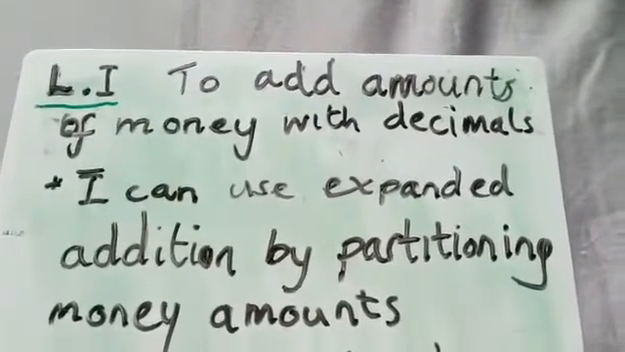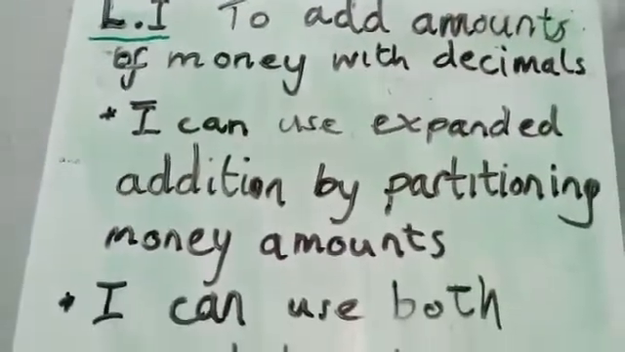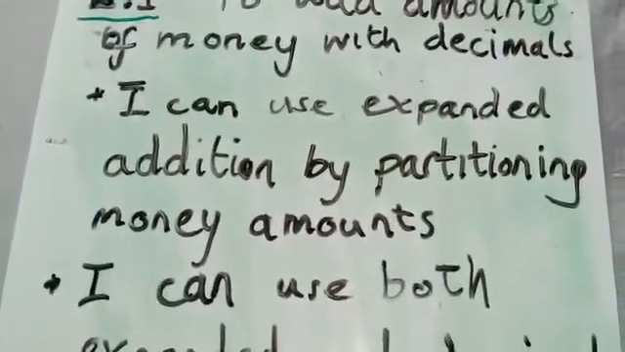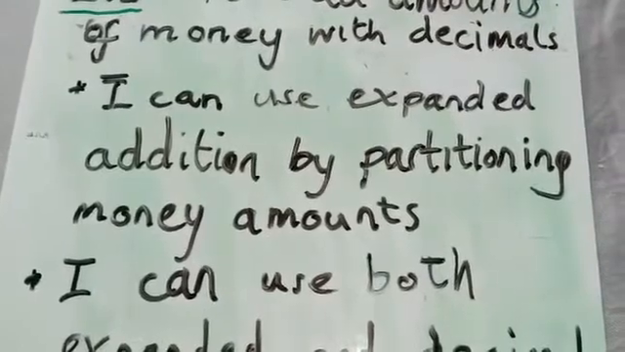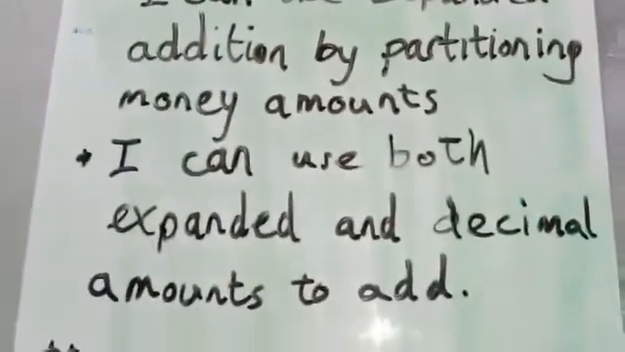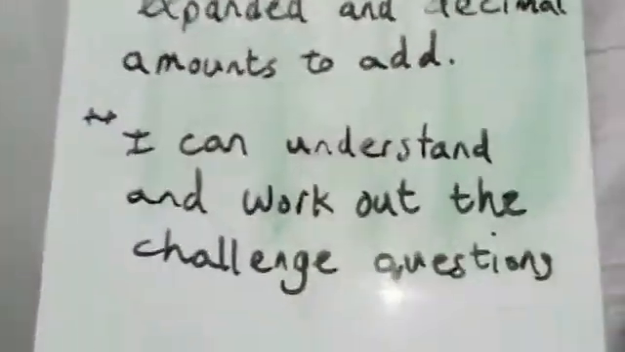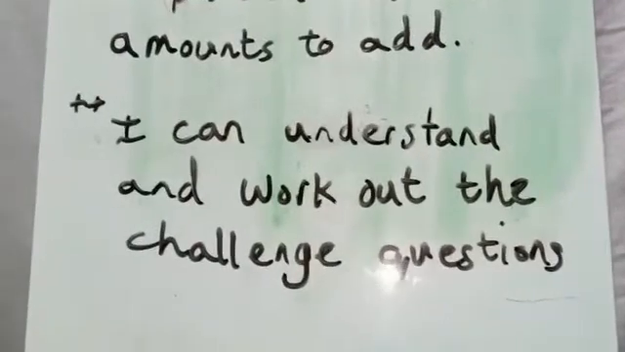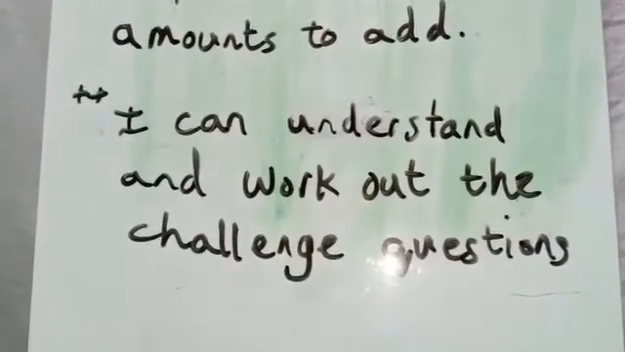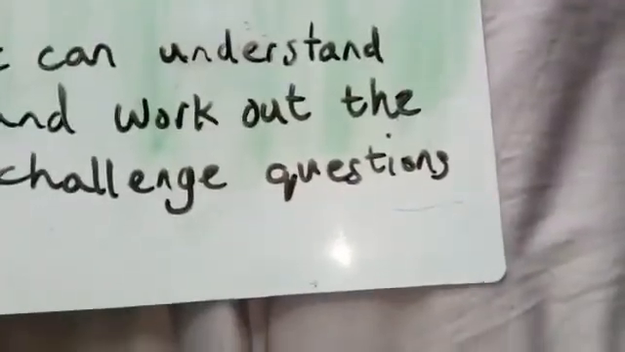This is the learning intention for today. It's to add amounts of money with decimals. The success criteria is I can use expanded addition by partitioning money amounts, or I can use both expanded and decimal amounts to add. And the third success criteria is to understand and work out the challenge questions that have been set.